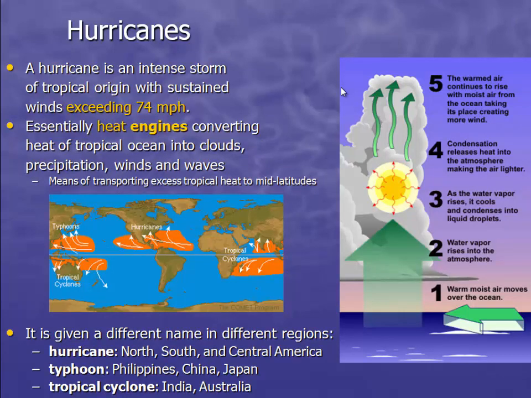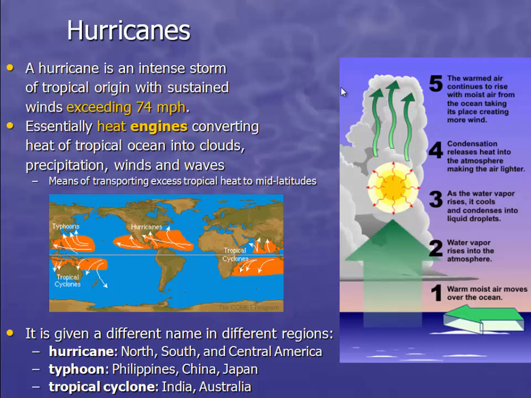A hurricane, by definition, is an intense low-pressure system with tropical origin. It has to have winds sustained at 74 miles per hour. So if the winds are not at least 74 miles per hour, we do not have a hurricane. We probably instead have a tropical storm. We'll go over the intensity scale here in just a second.